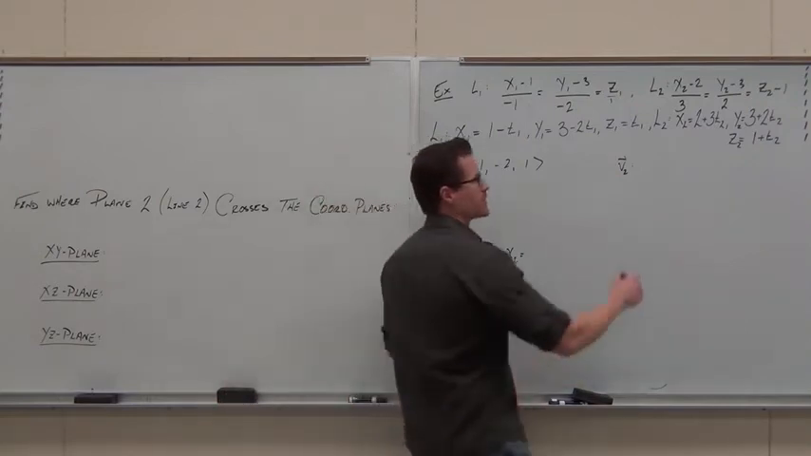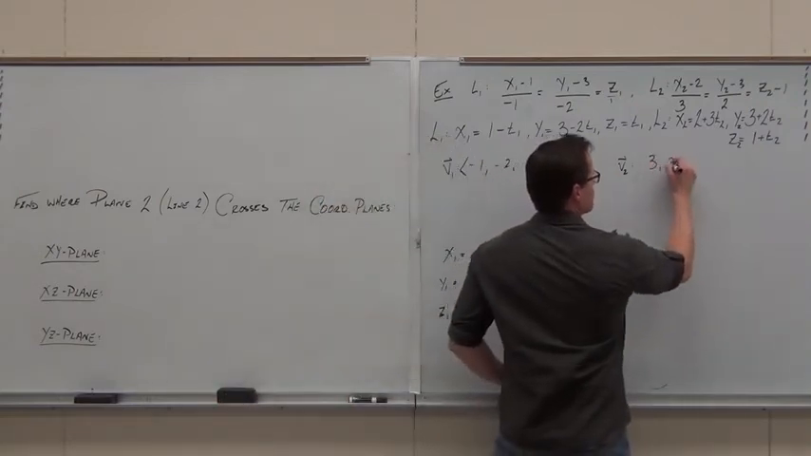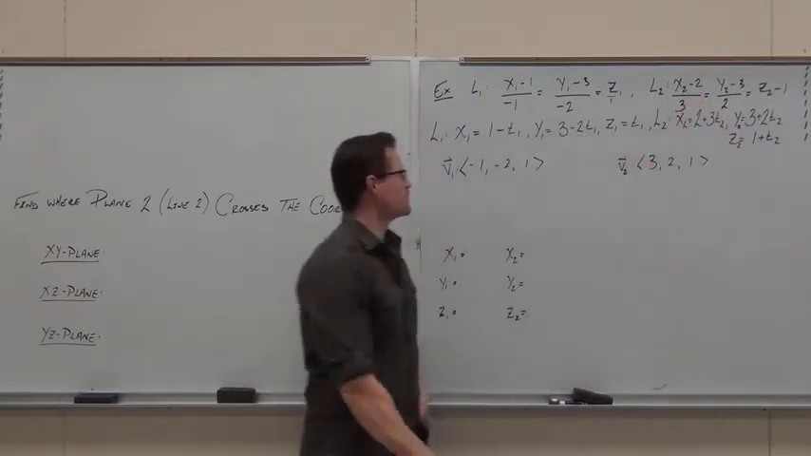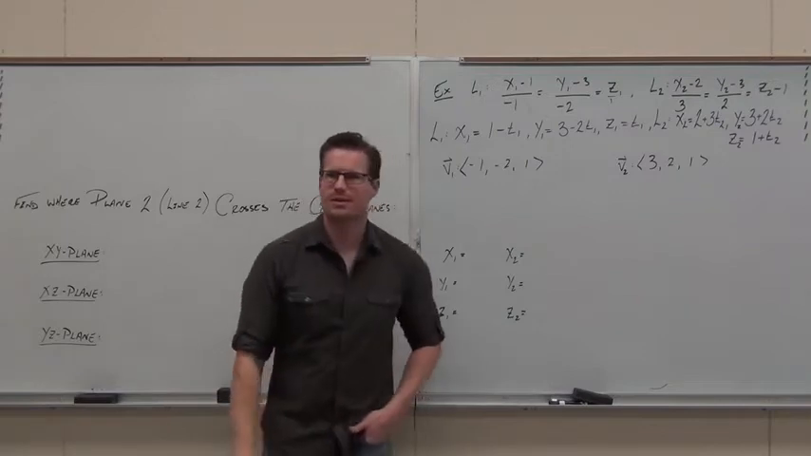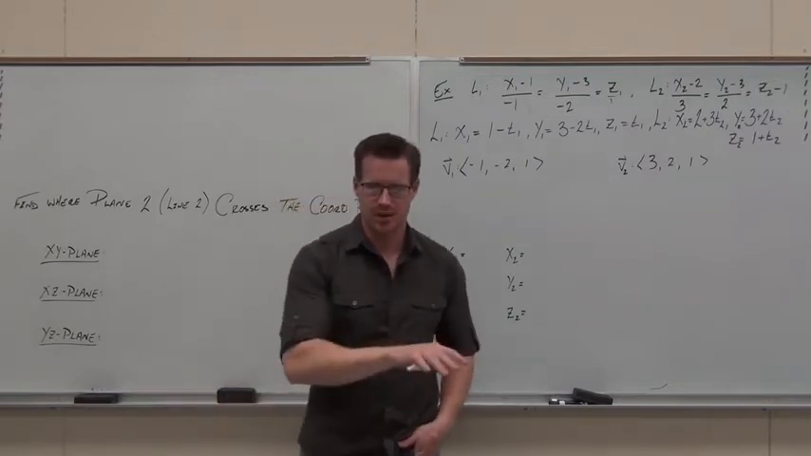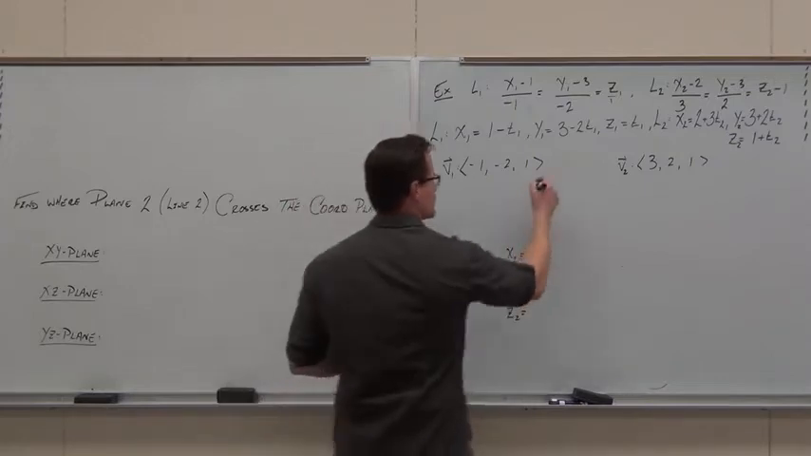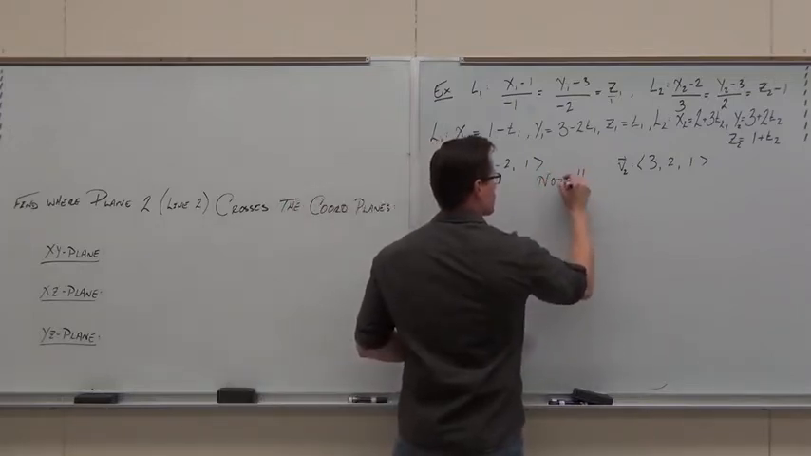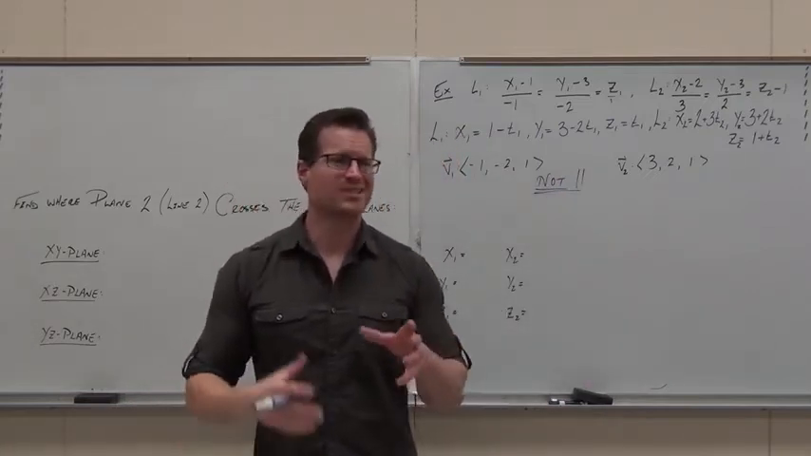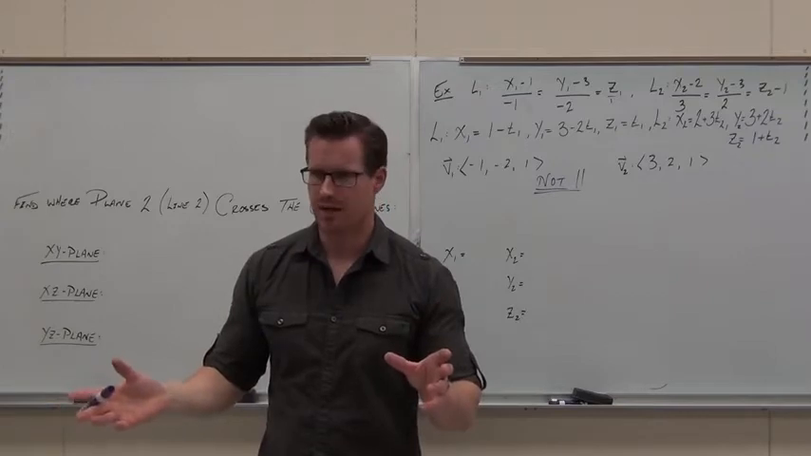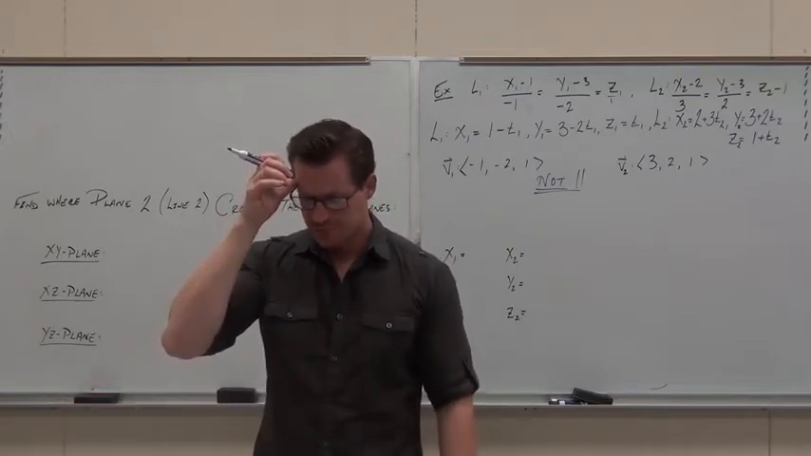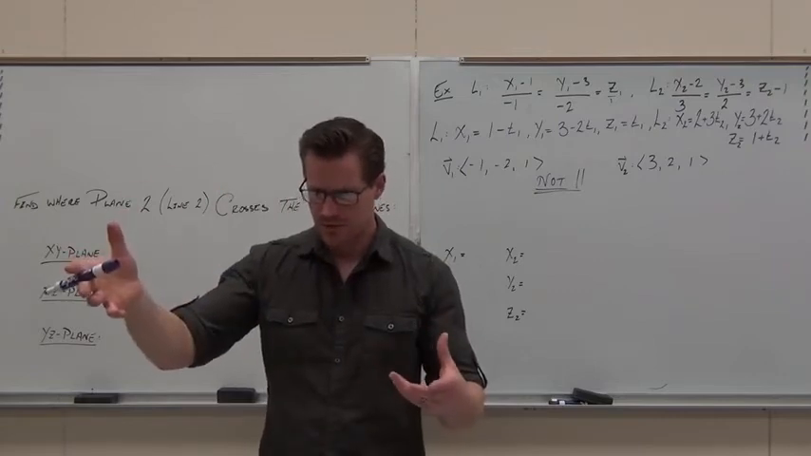What's the other direction vector? Quickly, please. Yep, here or here, either way, 3, 2, 1. Man, this is about the easiest one I've ever given you to check parallel. Are these things parallel? No. There's no way. They're not scalar multiples, so these are not parallel. It's pretty obvious. You don't even have to show that, okay? Next question. If they're not parallel, do they necessarily intersect?